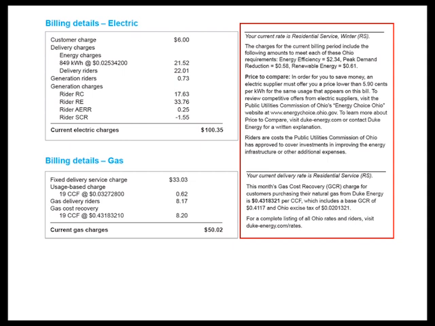On the right side of the third page is the price to compare section. This shows the price that Duke Energy is charging per kilowatt hour of electricity. The price can be compared to the price you are currently paying per kilowatt hour, which appears in the billing details electric section under generation charges.